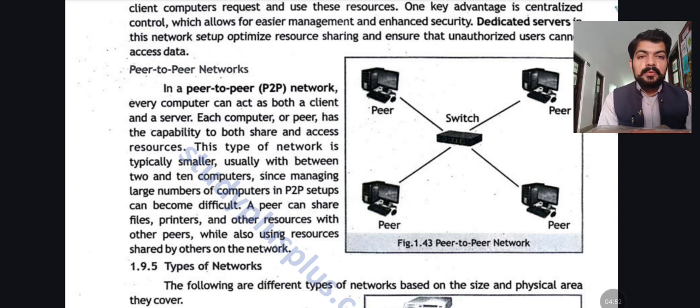If we read the book, we need to check the concepts of the book. In a peer-to-peer network, every computer can act as both a client and a server. Each computer or peer has the capability to both share and access resources. Every computer has the capacity to share its data with each other, as a client and as a server.